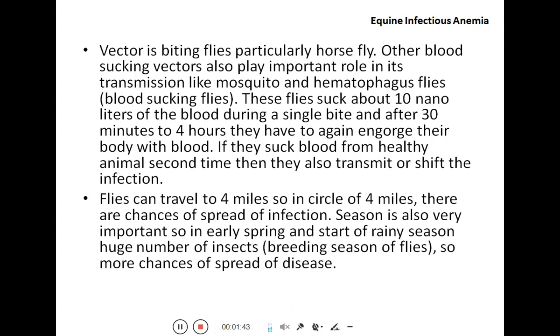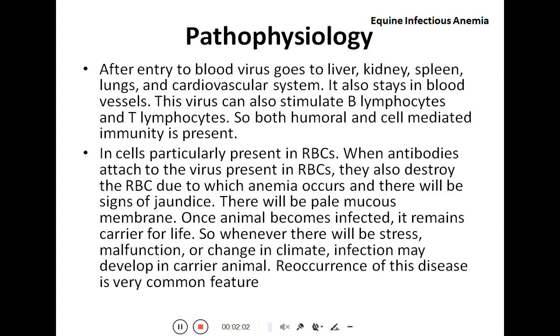Flies can travel up to 4 miles, so within a circle of 4 miles there are chances of spread of infection. Season is also very important. In early spring and at the start of the rainy season there is a huge number of insects, as it is the breeding season of the flies, so there are more chances of spread of the disease.